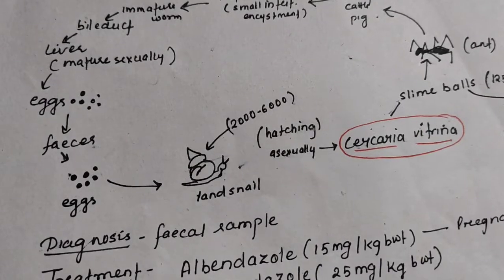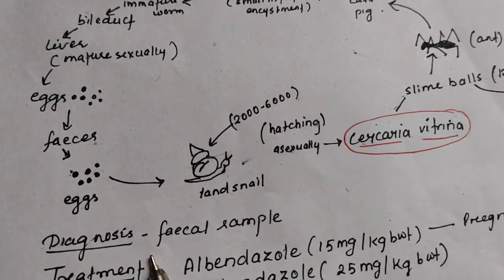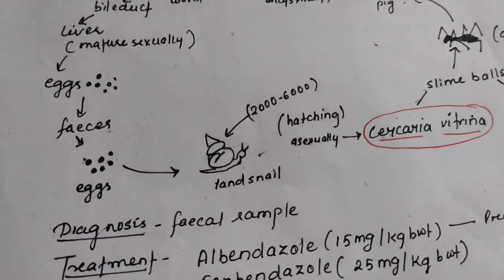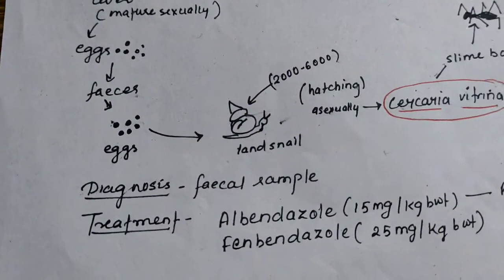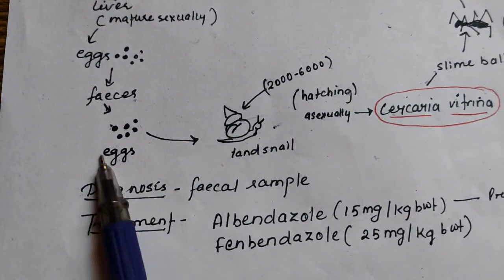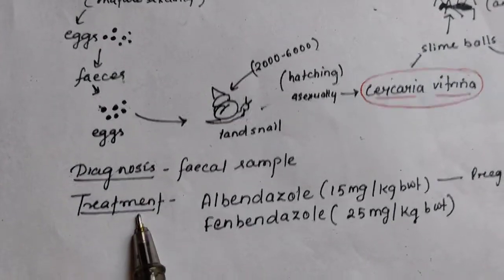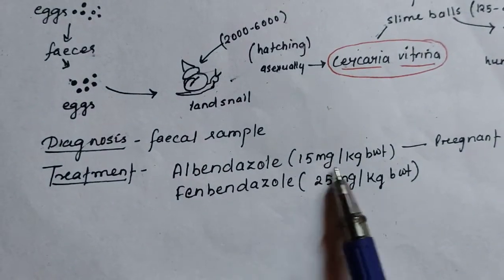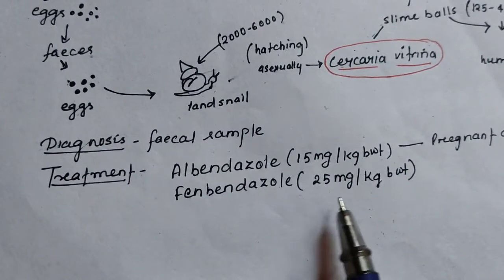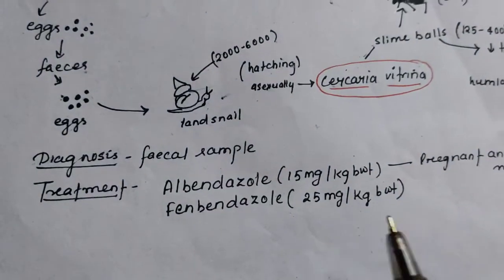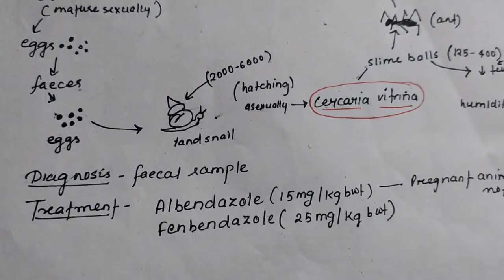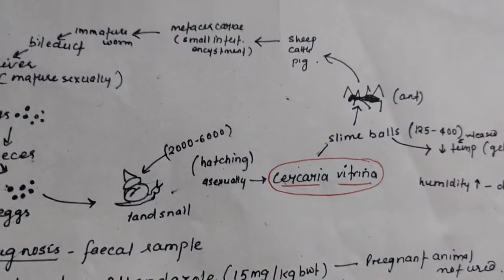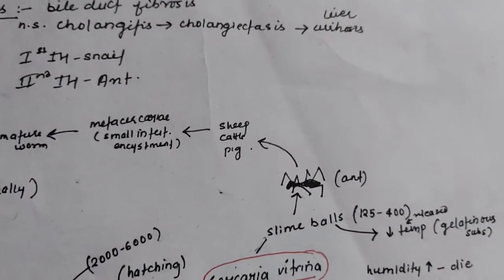Next comes the diagnosis. The diagnosis of Dicrocoelium can be done by fecal sample, as the eggs will be seen in the feces of the host. Now, the treatment includes albendazole 15 mg per kg body weight and fenbendazole 25 mg per kg body weight. And the important thing to remember here is that albendazole is not given to pregnant animals. So this is the Dicrocoelium dendriticum species.